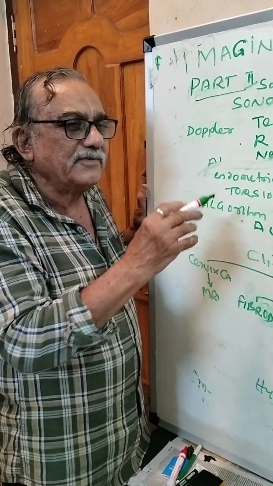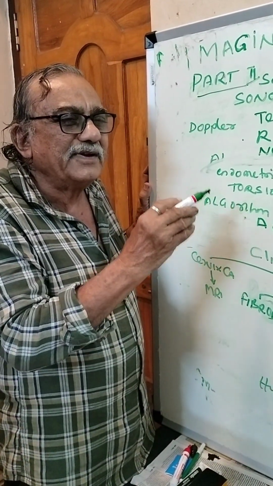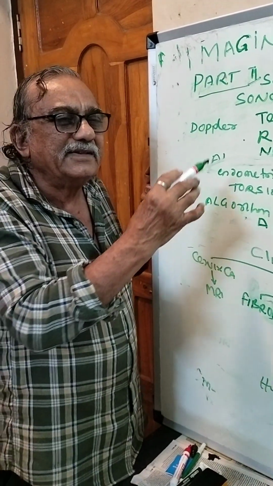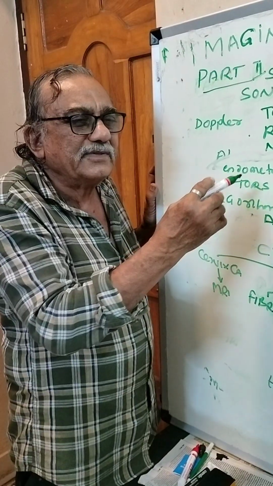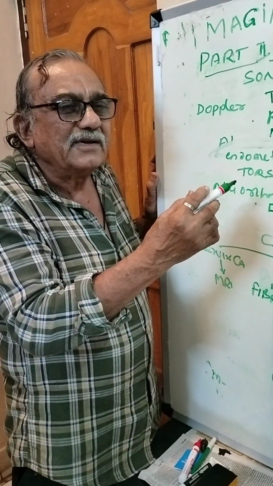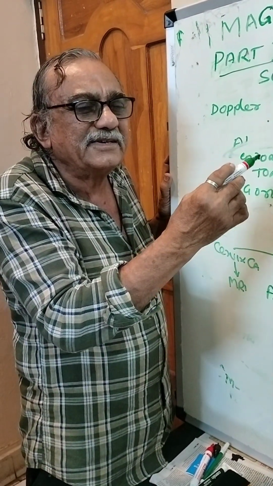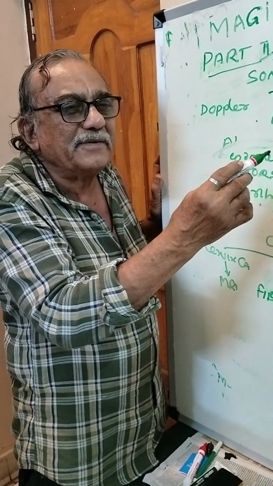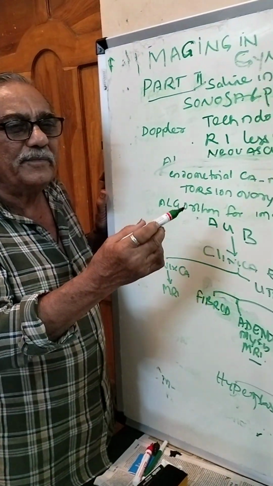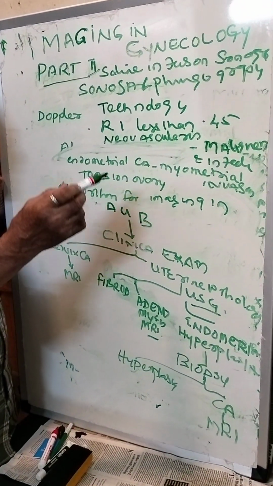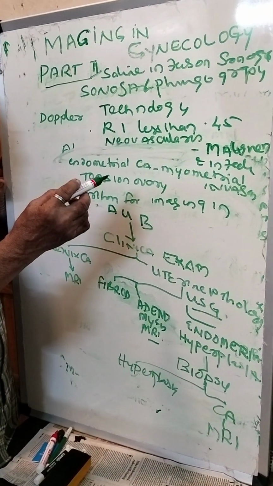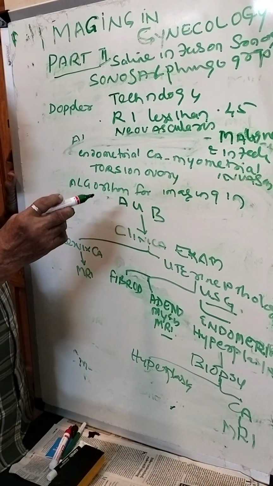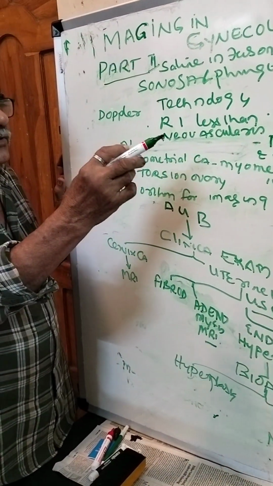Here you insert the Foley's catheter initially and inflate it, and through a cannula, so that the saline injected will not come out. Then through a cannula, 30 ml of saline is injected into the uterine cavity, and on fluoroscopic examination, you can visualize the movement of the saline into the fallopian tubes, and if it is filled into the pouch of Douglas, it shows the tubes are patent. So that is saline infusion sonography.